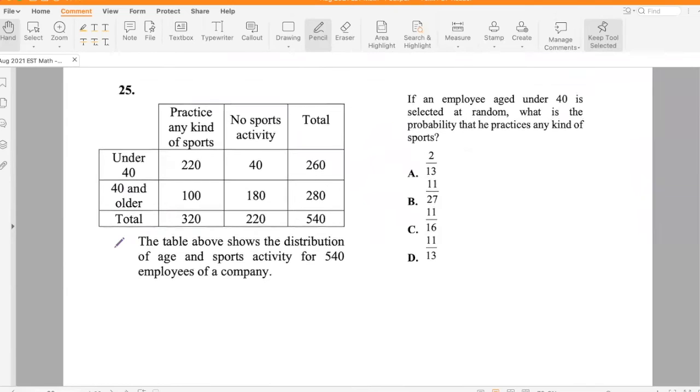The table above shows the distribution of age and sports activity for 540 employees of a company. If an employee aged under 40 is selected at random, under 40, so the denominator would be 260. What is the probability that he practices any kind of sport? So that's 220 by 260. So 0 and 0 cancel. 211, 213. 11 by 13, D.